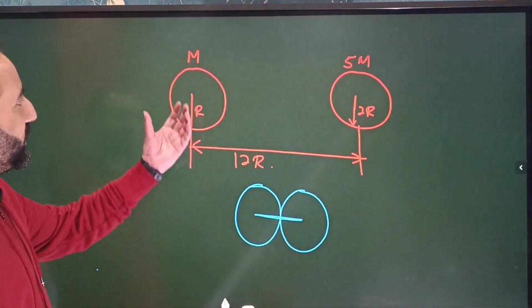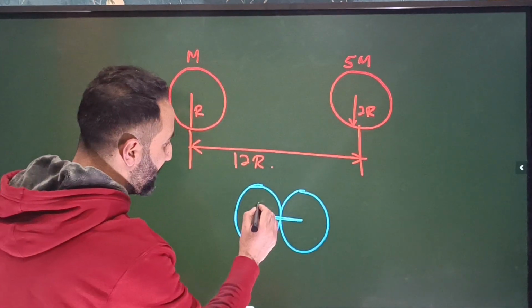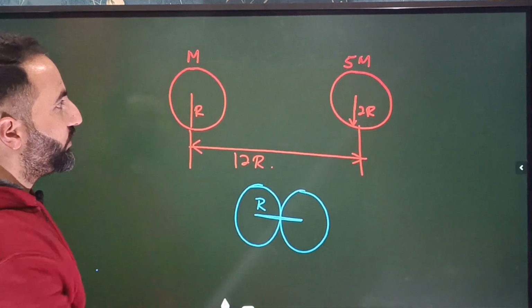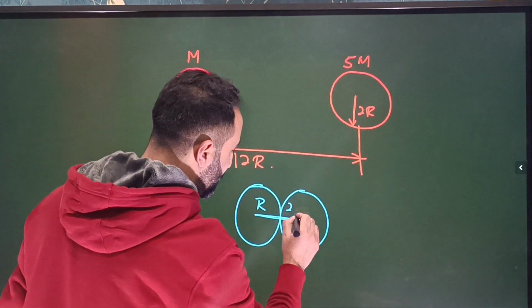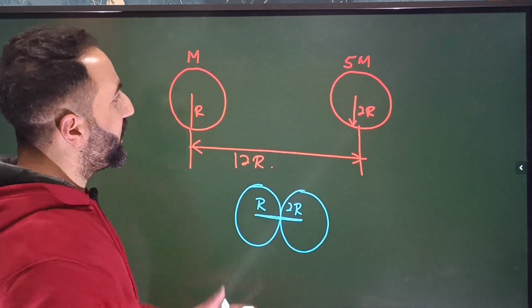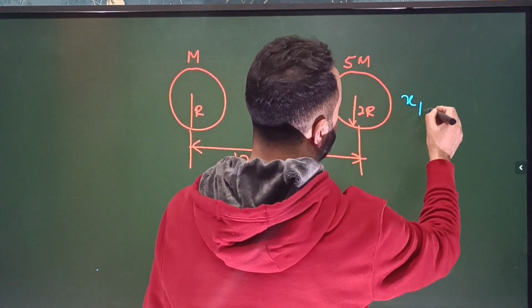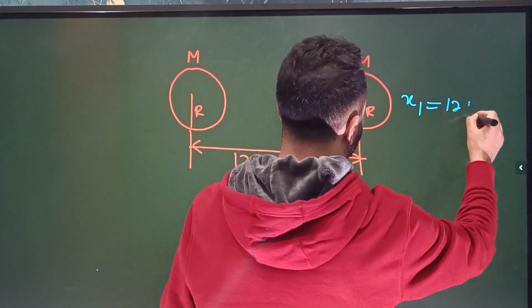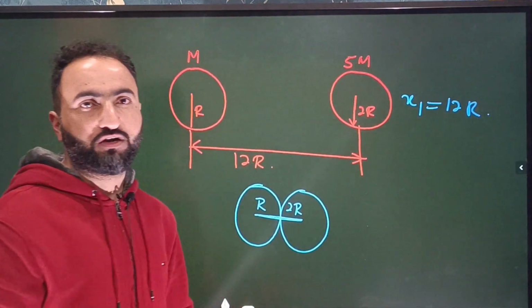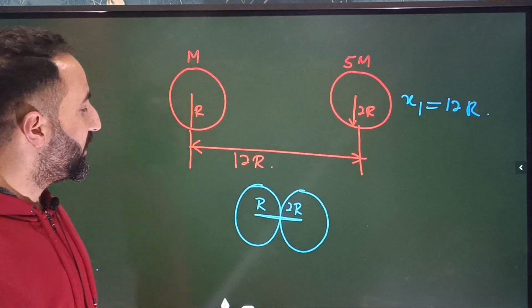ठीक है ना बेटा? तो जो ये particle है बेटा, इसका radius क्या है बेटा? That's equal to r, isn't it? And what about this particle? इसका जो radius है बेटा, that's equal to twice r. Now you tell me what was the initial separation between the two particles. What was the initial separation between the two? That's obviously equal to 12r. That is given to you. The initial separation between their centers was what? That was 12r. It is given to you.